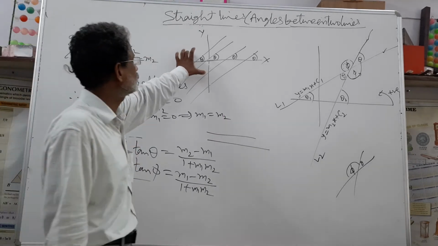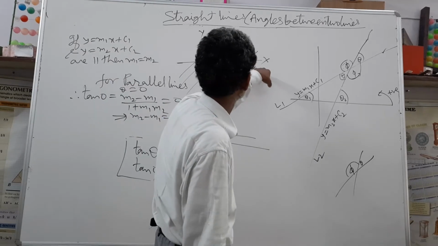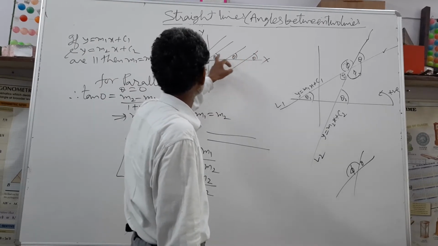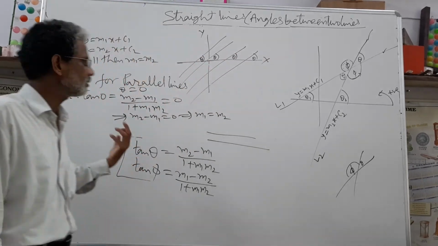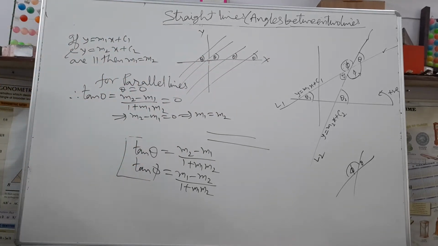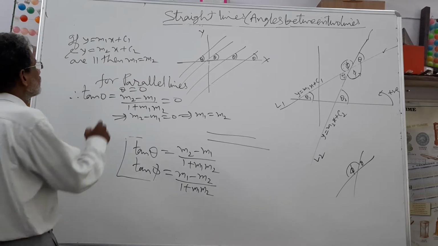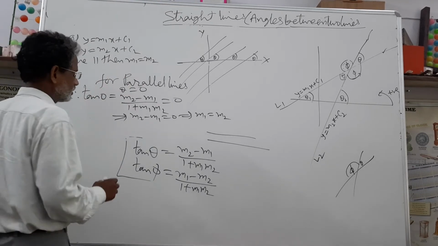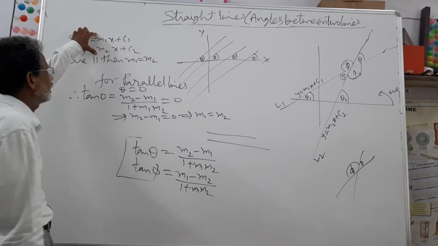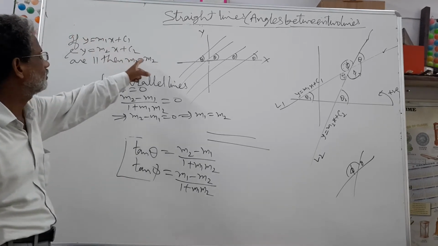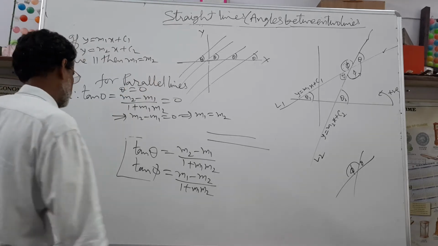And from geometry you see that for all parallel lines with the x-axis as transversal, corresponding angles are the same. Therefore if theta is the same, tan theta will be the same, and the slopes will be equal. So this is the condition for parallelism: if two lines are parallel, then m1 will be equal to m2.